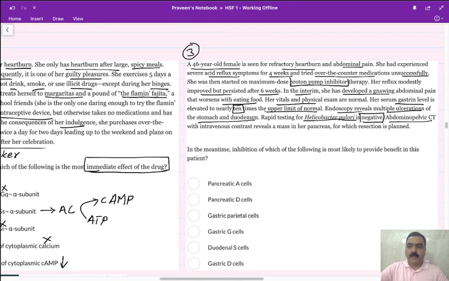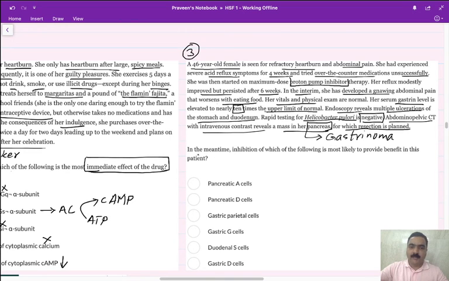And the abdominal pelvic CT with intravenous contrast reveals a mass in her pancreas. From this you can understand the mass in the pancreas is your gastrinoma, which is normally referred to as Zollinger-Ellison syndrome. For this condition, resection is planned. So the best treatment approach for the gastrinoma or the Zollinger-Ellison syndrome is resection, the surgical removal of it. So it has been planned.